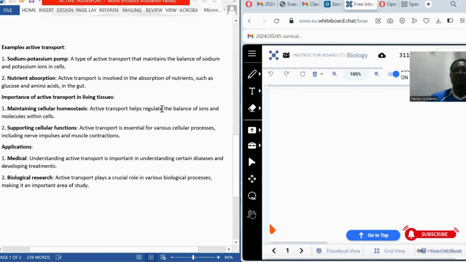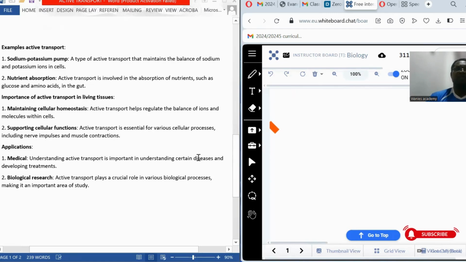Let's see some examples of active transport. Active transport is seen in the sodium-potassium pump. Sodium-potassium has to do with the movement of what? Ions in the transport of materials, especially when it has to do with the nerve cell, where we have positive potassium ions and negative sodium ions. It allows for the movement of electrical impulses around the body for information or messages to be transmitted amongst nerve cells. We also have nutrient absorption.